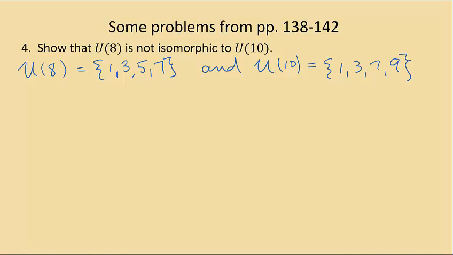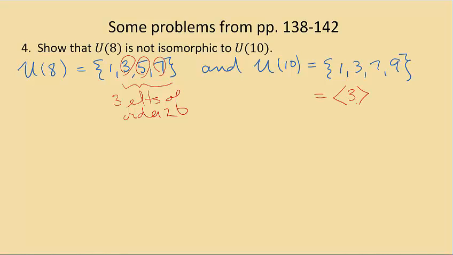For example, U8 and U10, I would look at the orders of the elements. In U8, if you look at the orders of the elements, you'll see that 3 squared is 1 mod 8, 5 squared is 1, 7 squared is 1. So we have here 3 elements of order 2. But over here, checking, we find that U10 is actually generated by 3.